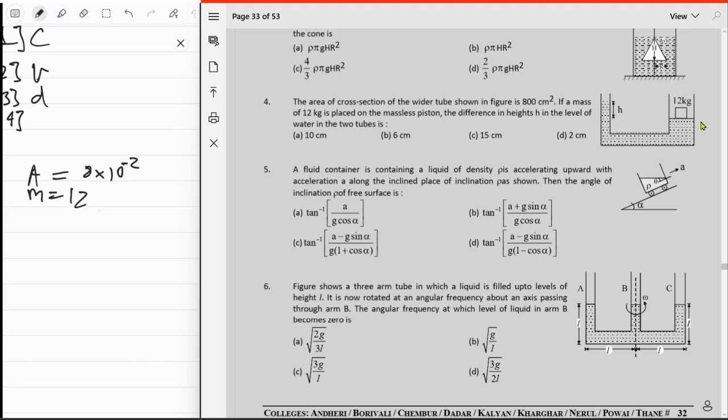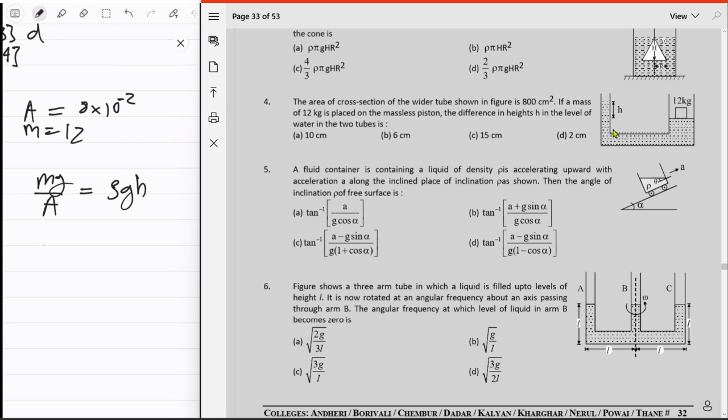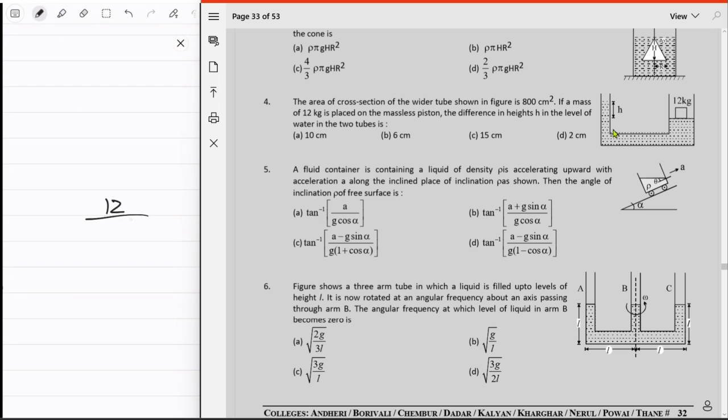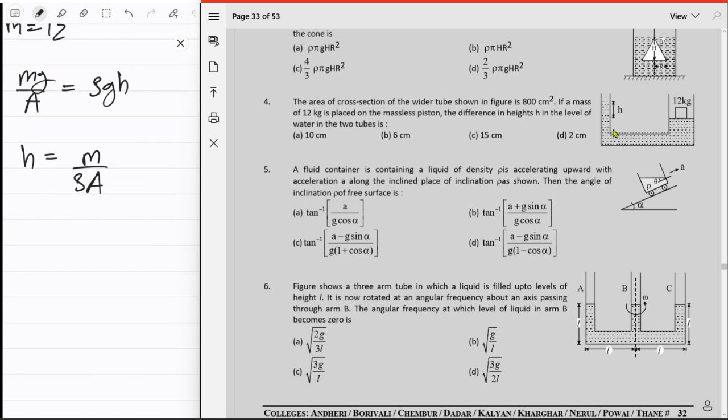a massless piston, the difference in height h in the level of, oh come on, seriously. So what you want is mg upon A, that's the increase in pressure, right? So just P naught plus that pressure. So this is equal to rho g h. That's it. You just want h, right? H is just mg upon rho g, which is m upon rho times A, which is 12 upon, actually one rho is 10 power negative 3 upon, well, 10 power negative 6, which should just be 10 power 3. So 10 power 3, that's our rho of water. This is water, right?